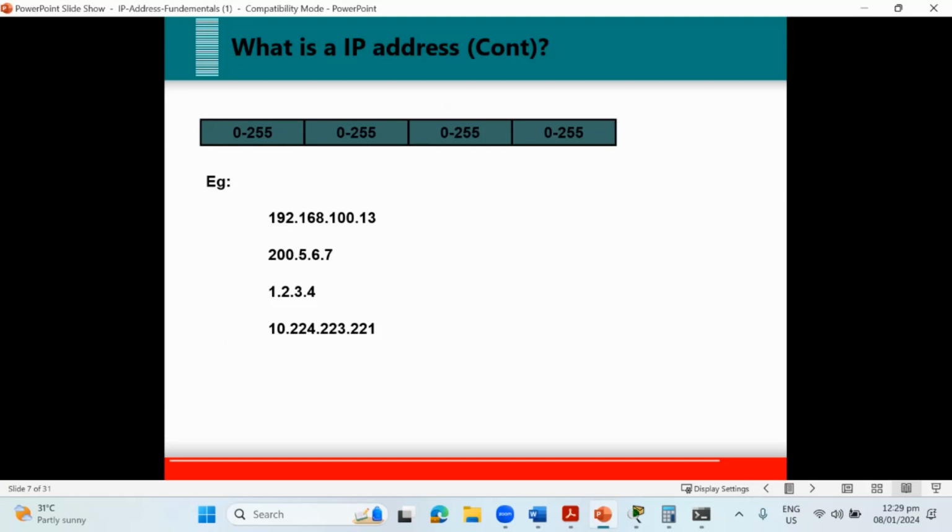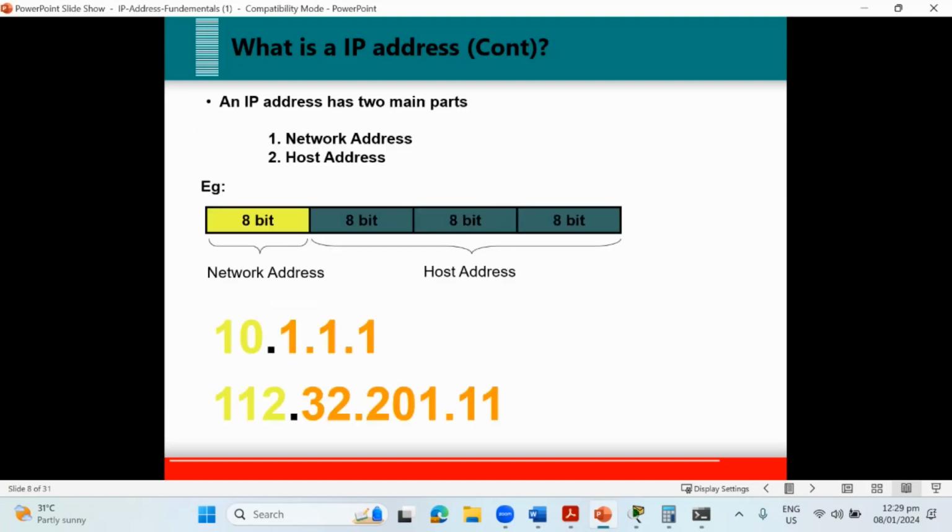That's why it's called the dotted decimal system. For example, 192.168.100.4. Okay? So that is the IP address. The range of each octet is 0 to 255. It's called an octet because it is 8 bits. So 8 times 4 is 32 bits. So an IP address consists of 32 bits.